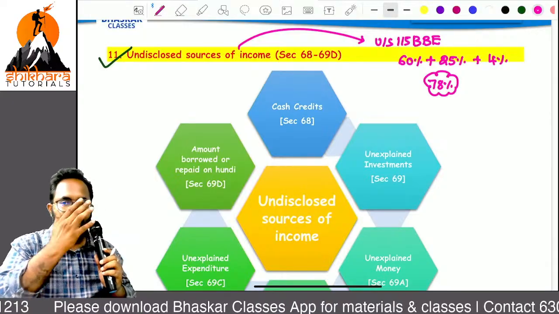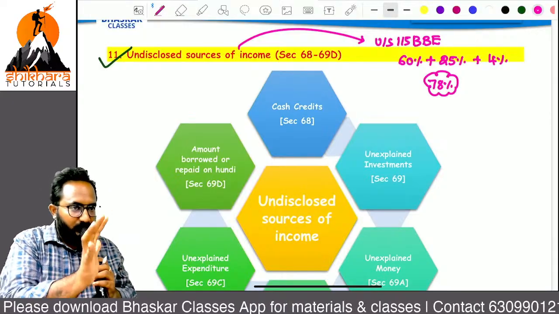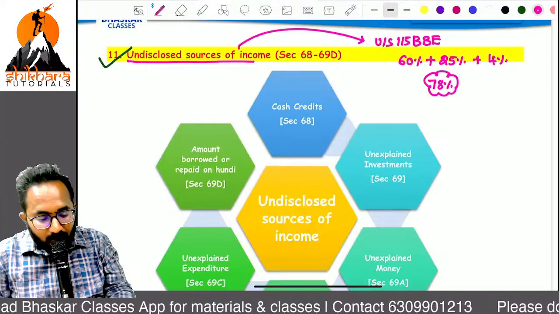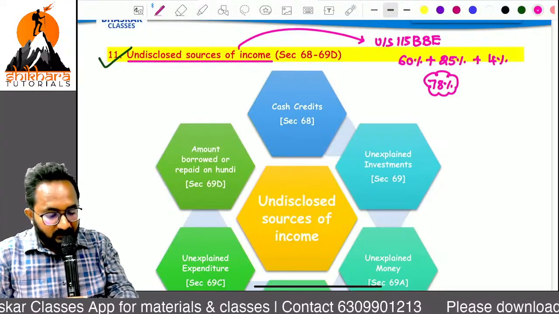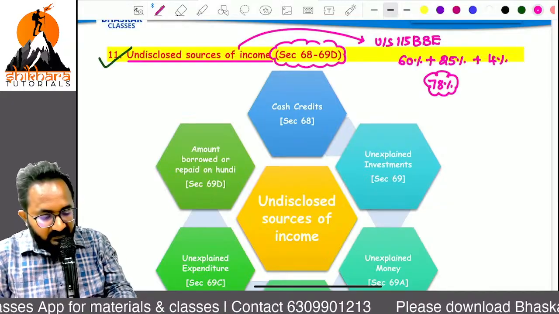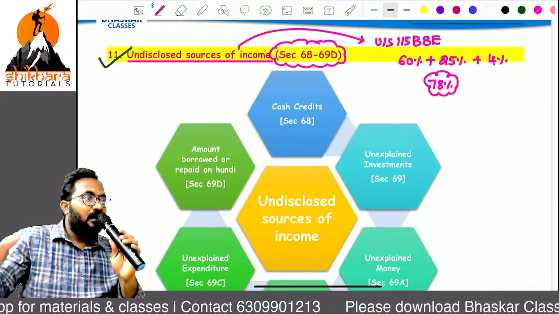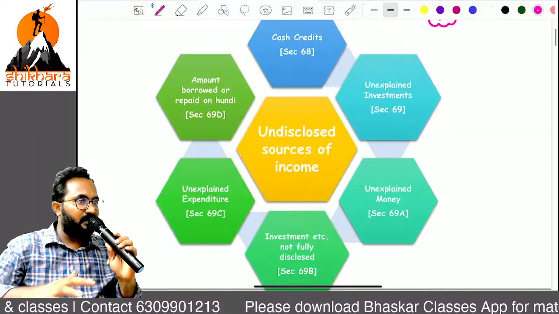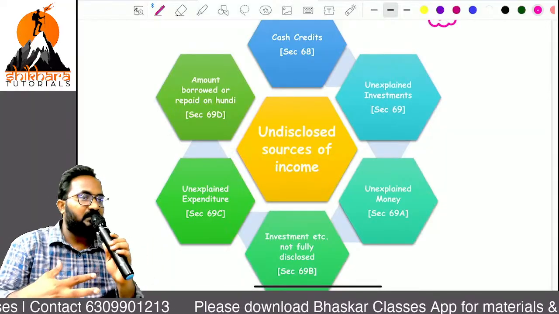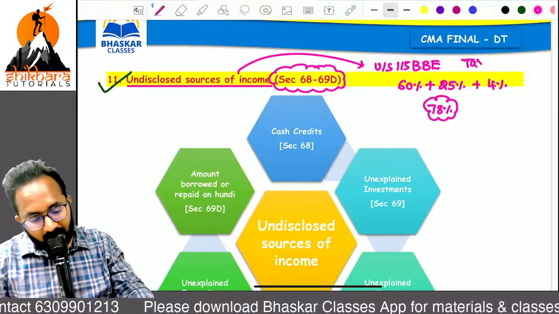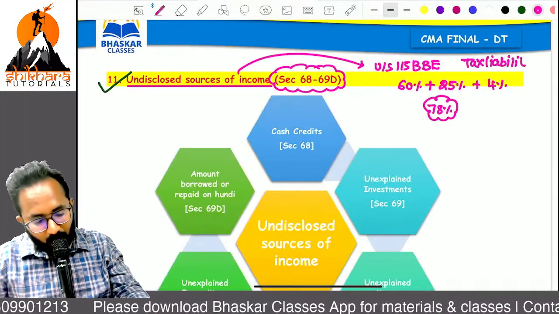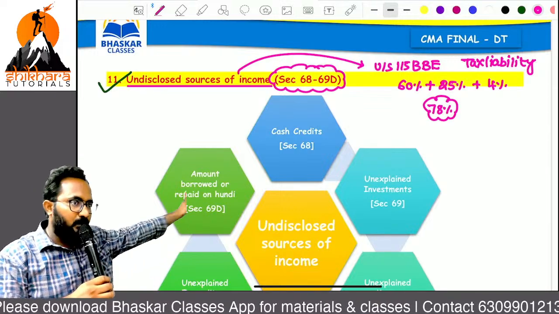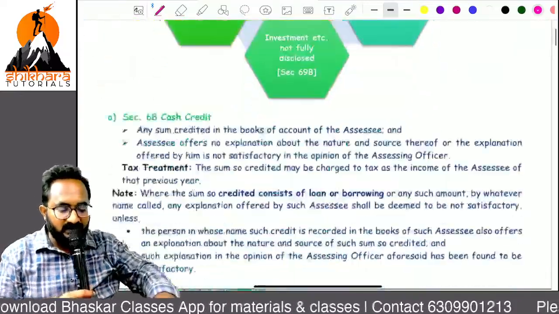Clear? Sir, if undisclosed income is there, this is the tax treatment. How can I know about those undisclosed sources of income? Sections 68 to 69D are saying these are the undisclosed sources of income. If these undisclosed incomes are there, on that we are required to calculate tax liability by using which section? 115BBE. Tomorrow we can start 68 to 69D.